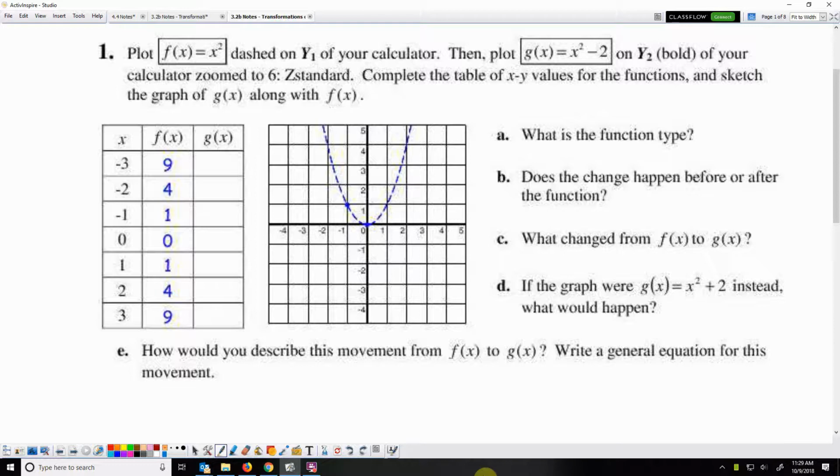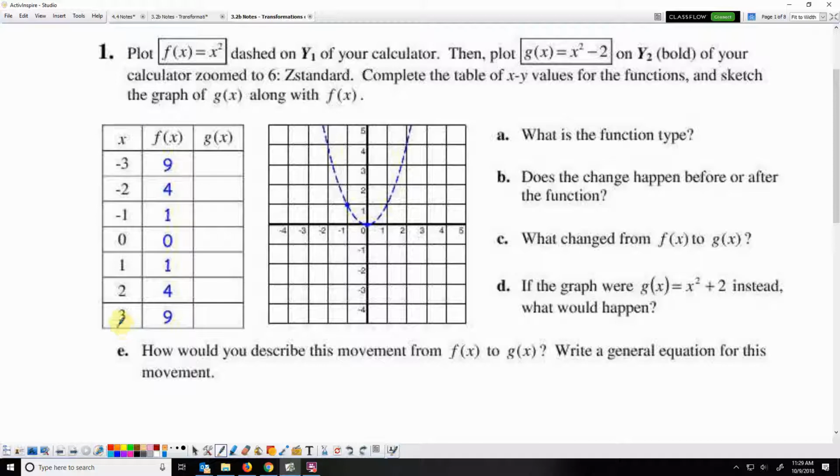Today we're going to talk about transformations of functions. We're going to go through a handful of different functions and see what happens when we add, subtract, multiply, or divide those functions. So here we've got f of x equals x squared.